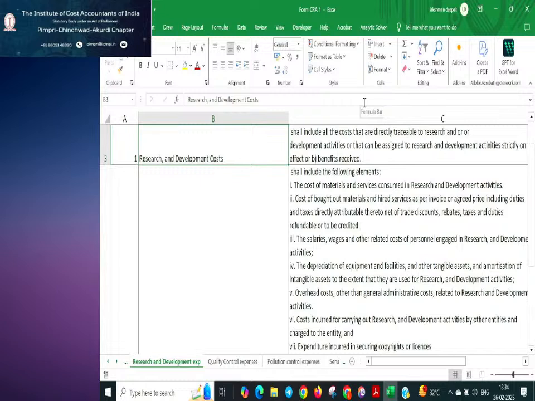Yes. So today we are going to see some of the expenses under form CRA 1, that is the cost records rules, accordingly the cost records need to be maintained. We are going to go through research and development expenses, quality control expenses, and pollution control expenses for today. Just 3 topics. Then later on I have forwarded a few problems on WhatsApp, so we will do those problems also, and then move on with the cost accounting standard 1. We will start with the cost accounting standards also.